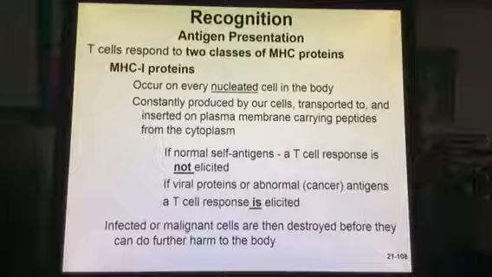This talks about 2 types of proteins that can be displayed, or 2 types of antigens. The T cells are going to respond in different ways. So the first one is your MHC1 protein. In the previous videos we talked about this as a self-antigen. This occurs on every nucleated cell. So all of your cells, they are carrying this little protein on the outside of their cell membrane.